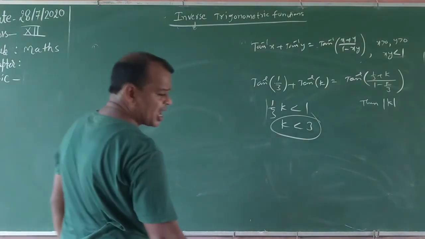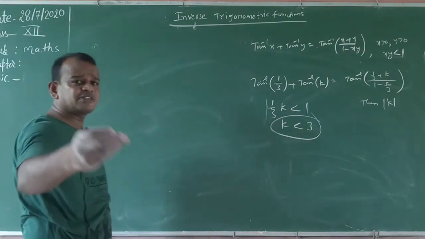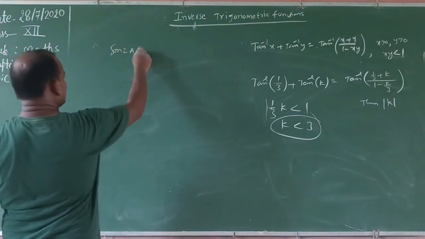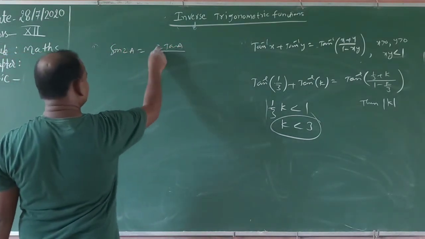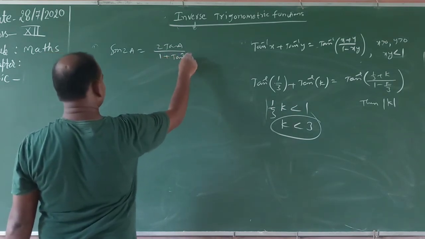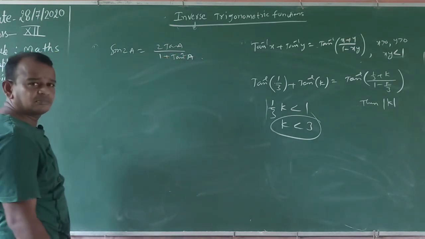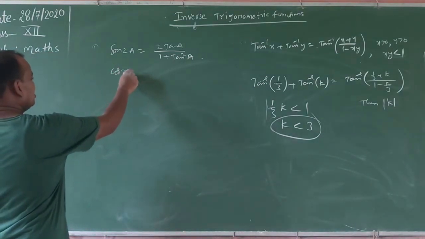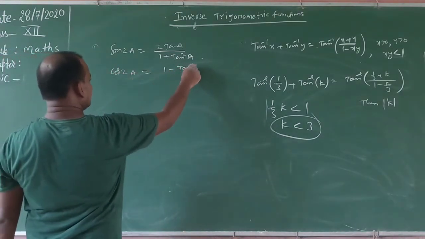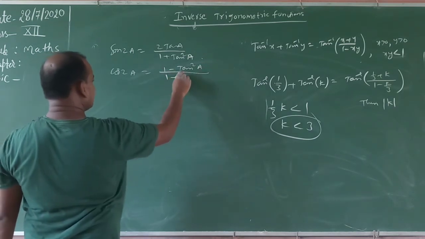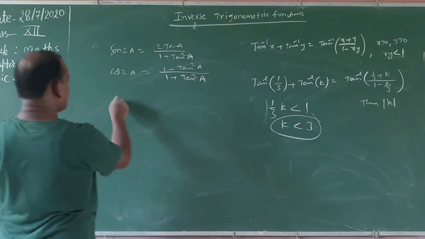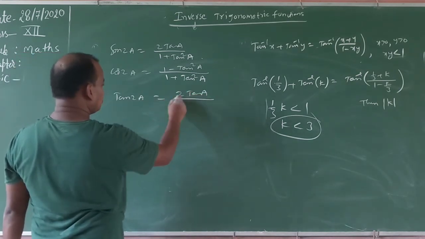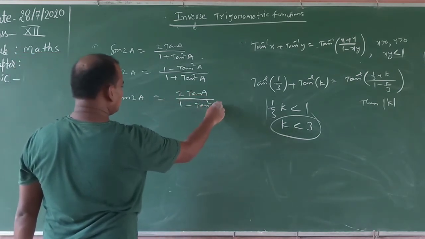Okay, 2 tan inverse of x. You know the formula of sin 2a in terms of tan: 2 tan a by 1 plus tan square a. Say yes or no? Now the cos 2a formula is 1 minus tan square a by 1 plus tan square a. The tan 2a formula is 2 tan a by 1 minus tan square a. We know each and every formula very well.